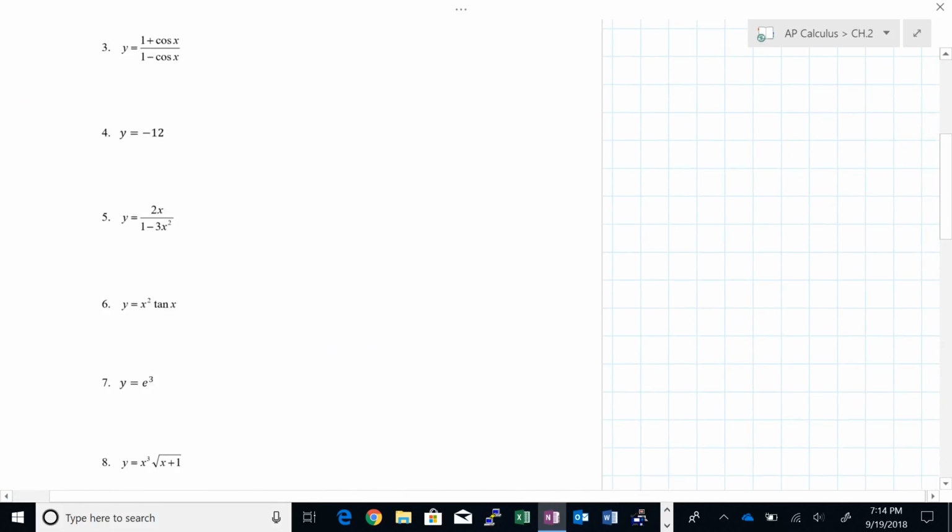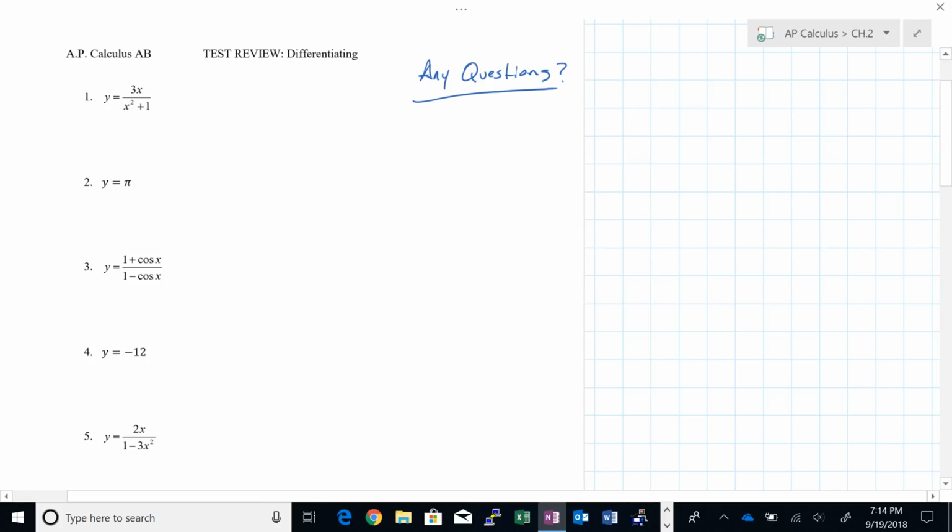All right, how's everyone else doing? Any other questions? Don't get fooled by stuff like that. You know, we've got a pi. We know it's a constant, and the derivative of a constant is 0. Okay? Identities.